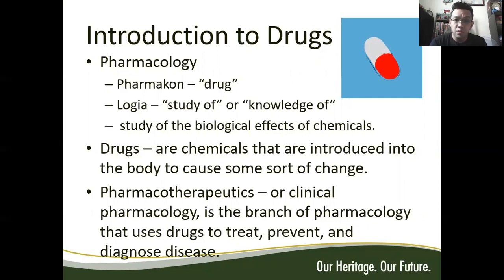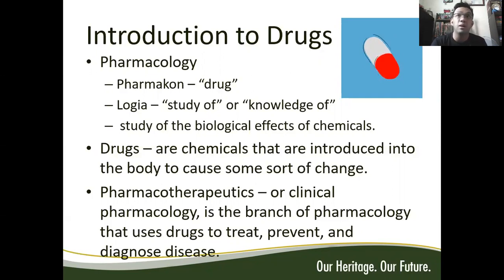Next term that we have here would be pharmacokinetics or clinical pharmacology. It's also known as clinical pharmacology. It is the branch of pharmacology that uses drugs to treat, prevent, and diagnose a disease. So those are the different functions of the drugs that we usually give to our patients. We use drugs to treat their underlying disorder or disease that they have. Or there are certain drugs that will help prevent the occurrence of a disease.